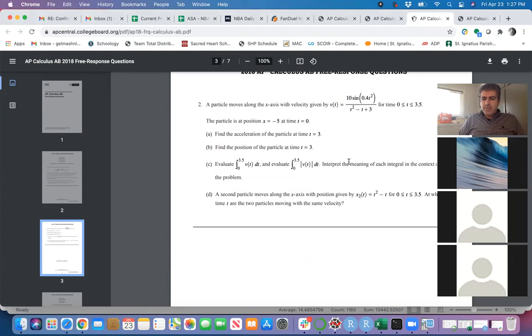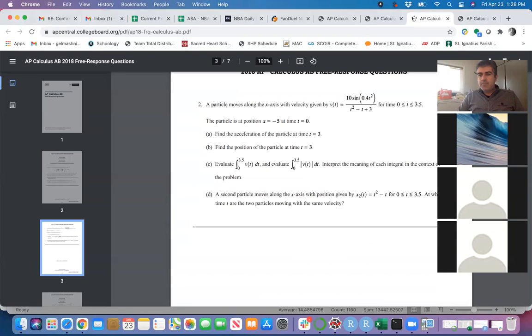So they ask for the acceleration. They want the position at t equals 3. So you need to do the integral there. Also, they want you to interpret the meaning of the integral and the after value. They have a second particle, and at what time do they have the same velocity? So at least try A and B. A, you'll need to do a derivative, and B, you'll need to do an integral. So you guys have a few minutes to try that.